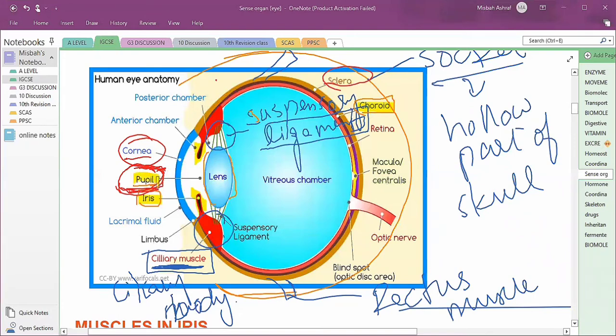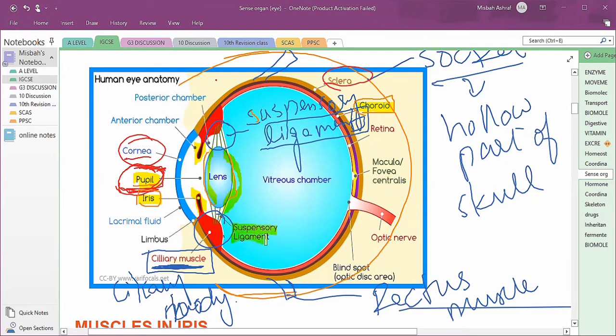That hole is known as the pupil. The pupil is the hole, so it will allow light to pass through it, which will be focused onto the lens. Then from the lens the light will go backward. The lens of the human eye is biconvex. You see that it is convex from this side and convex from this side as well, so that's why it is known as the biconvex lens, and it is suspended in the eye with the help of the suspensory ligaments.